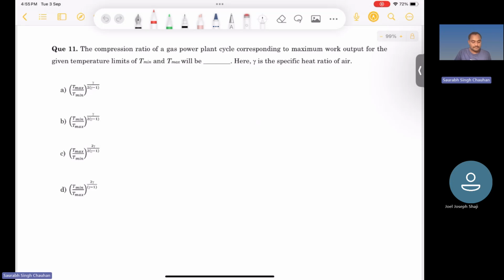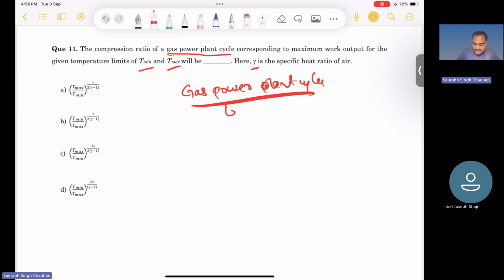Question number 11 says the compression ratio of a gas power plant cycle corresponding to maximum work output for the given temperature limits of T min and T max will be some blank space. Here gamma is the specific heat ratio of air. Okay, till now we have been discussing Otto cycle or diesel cycle, but here it is gas power plant cycle. So if you have studied gas power plant cycle, then I hope you know about it. This basically works on Brayton cycle.